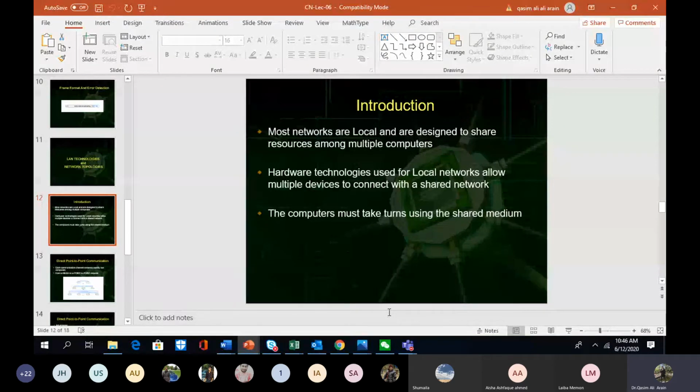Hardware technologies used for local area networks allow multiple devices to connect with a shared network, right? The computer must take turns using the shared medium. Now look at the last point, it is very important because it tells you that the computer must take turns using the shared medium. If your computers are connected in a bus topology, you must take into consideration that every computer has to send or receive the data when it receives its turn.